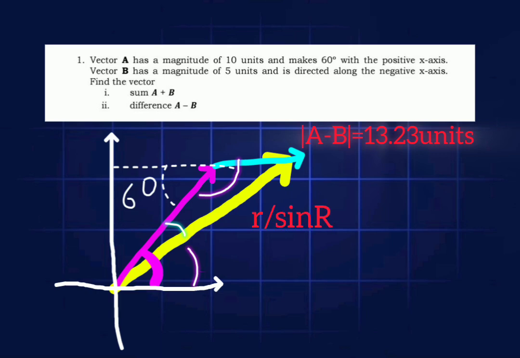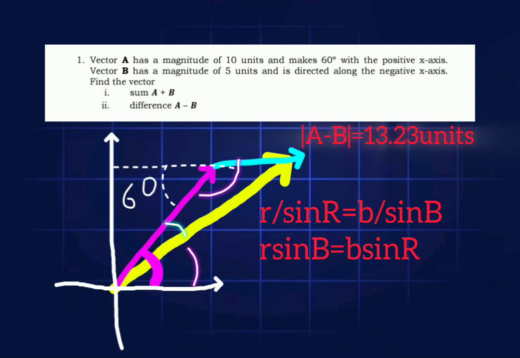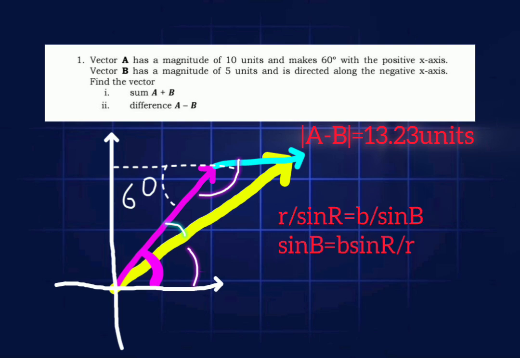Now we need to determine what we want. We want to find this angle right here. This angle is opposite to vector B. So we're going to say B over sine of B. Let's just cross multiply. So that's R sine B is equal to B sine of R. Let's make sine B the subject of the formula. So we need to divide both sides by R. That's going to give us sine B is equal to.